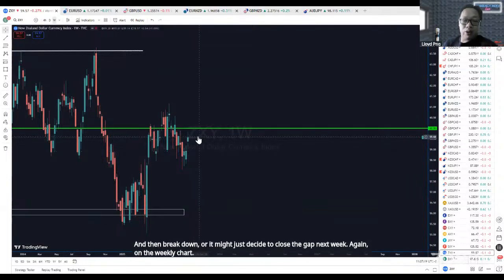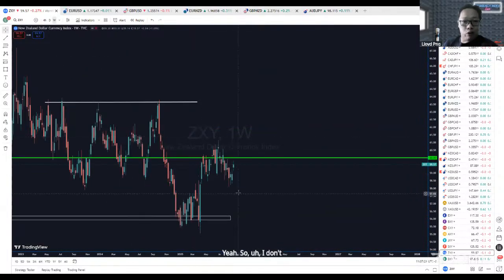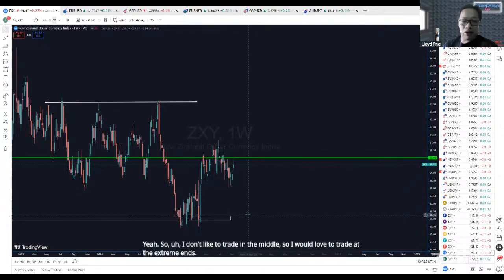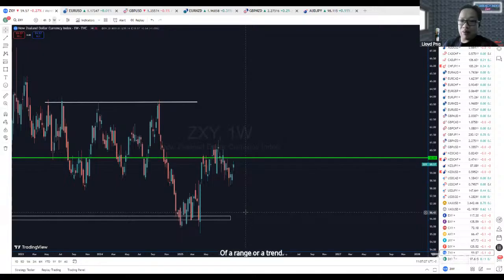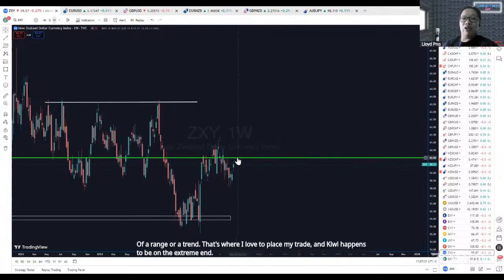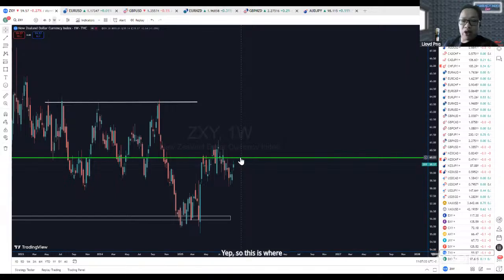So I don't like to trade in the middle, so I would love to trade at the extreme ends of a range or a trend. That's where I love to place my trade, and Kiwi happens to be on the extreme end. So this is where I'll wait patiently for Kiwi on a 4-hour time frame to give me a lower high, then I will go short, or actually a double top if it forms.